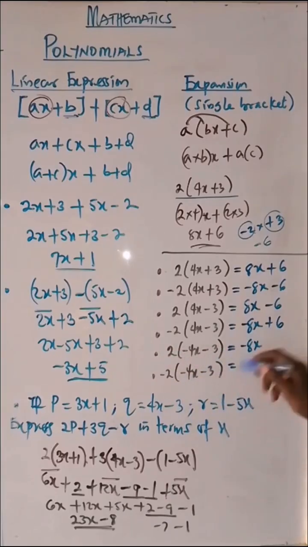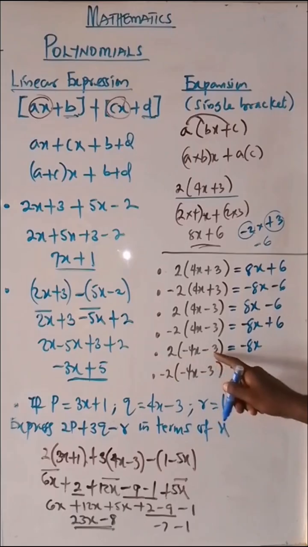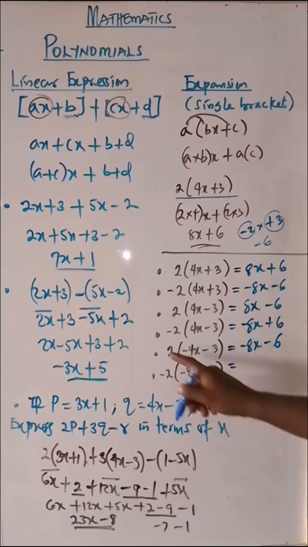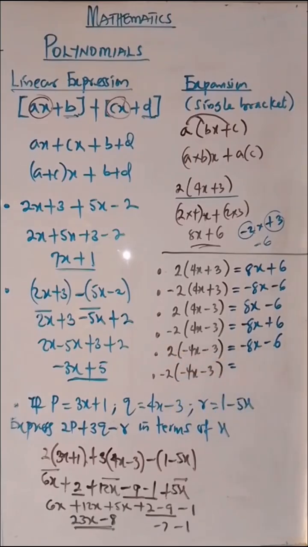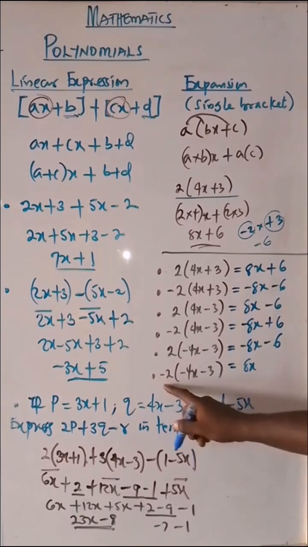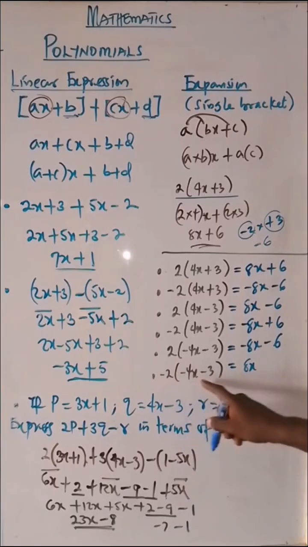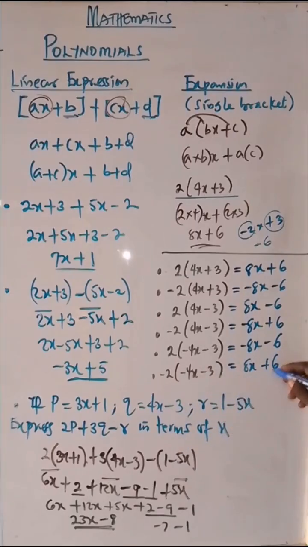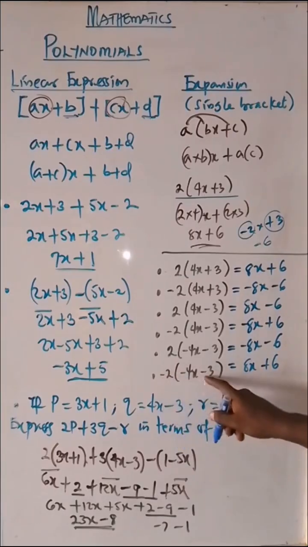2 times minus 4 is minus 8x. 2 times minus 3 is also minus 6. Why? Positive, negative. For the last one, minus 2 times minus 4 is plus 8, but we don't write the positive if the number is starting. Minus 2 times minus 3 is plus 6. Why? Because we are multiplying the same sign.